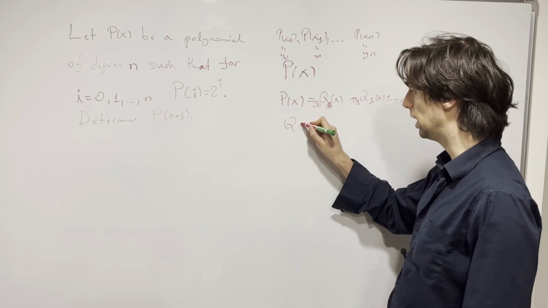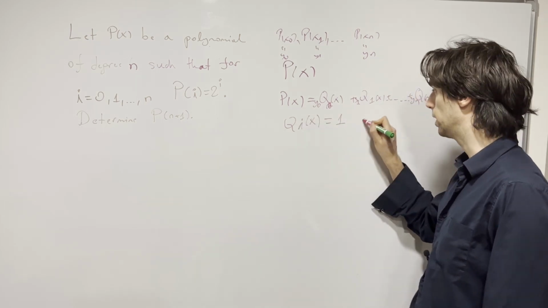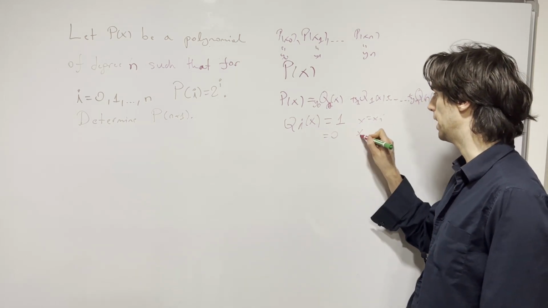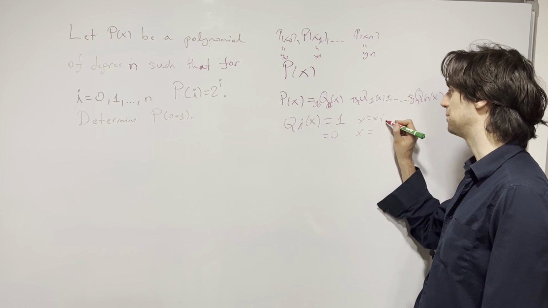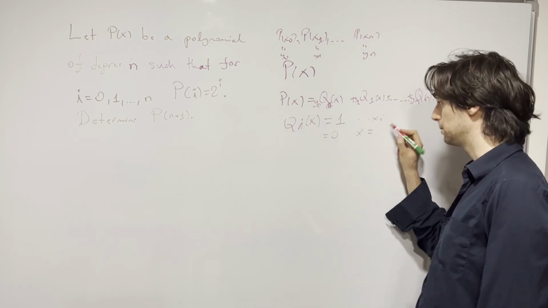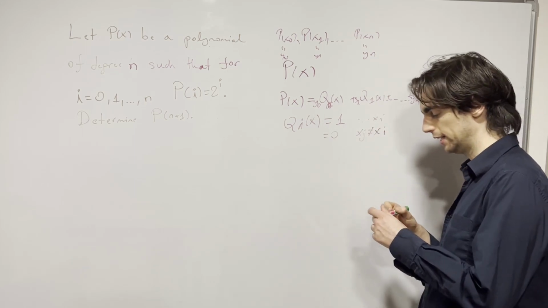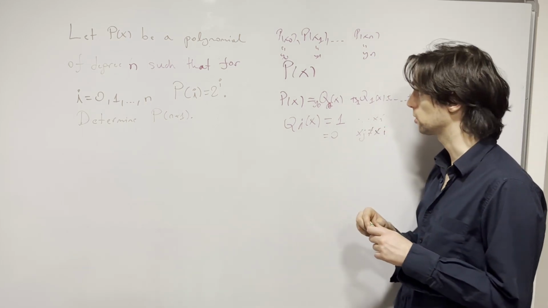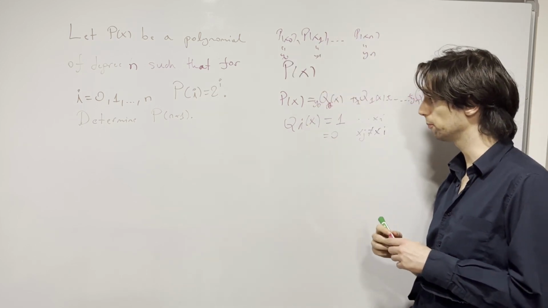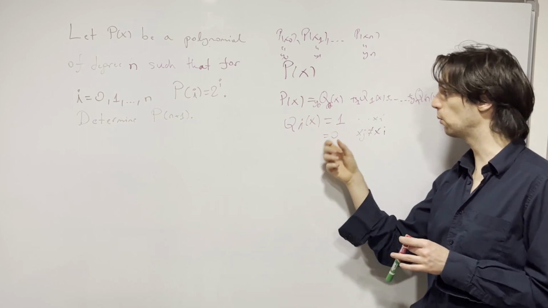qi of x is equal to 1 for x equals xi, and for xj not equal to xi, it's equal to 0. Right? And I'm assuming these are different values, right? So how can we construct these polynomials? Right? And why does this work?